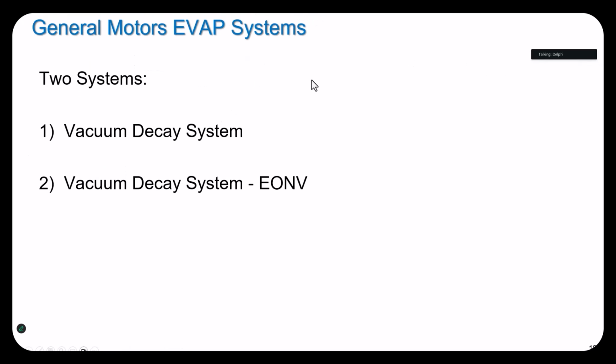Okay, let's get into the General Motors system now. This is not a GM class. The two classes, I had so much information, that's why I decided to do a part 2 in the October class, excuse me. GM had two systems basically, vacuum decay system, which is the most common thing out there, and vacuum decay with EONV, engine off natural vacuum. So basically they're going to check for large leaks with the car running, and then when you shut it off on the 2003 and newer, roughly in there, they're going to test the small leak with the engine off.